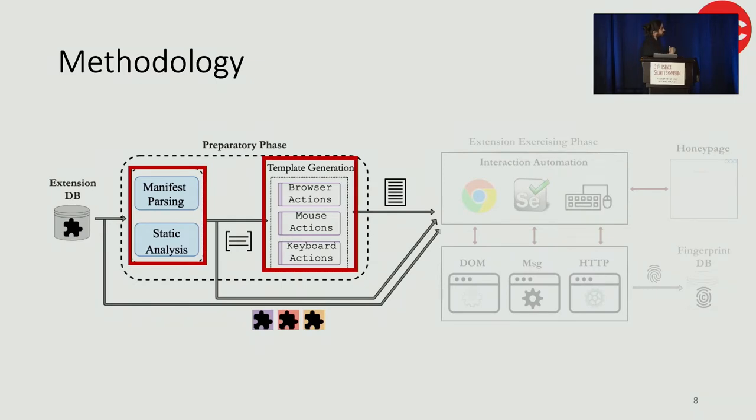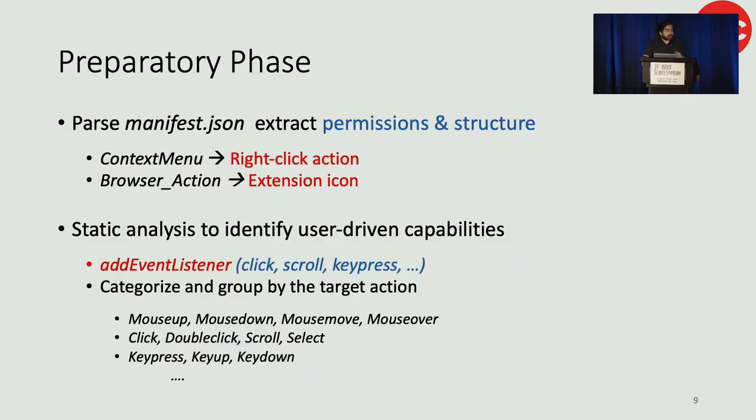Let's focus more on the preparatory phase and see the different components. At this phase, the input is a set of extensions that we process and extract information. At first, we perform a very simple but effective step, and we parse the manifest file and extract all the permissions and the structure entries that will help us understand the type of interaction that the extension requires. For example, if an extension contains a context menu item, it is very likely that it will require a right-click action in order to get triggered. We extract all the required permissions and entry elements for each extension and store them accordingly.